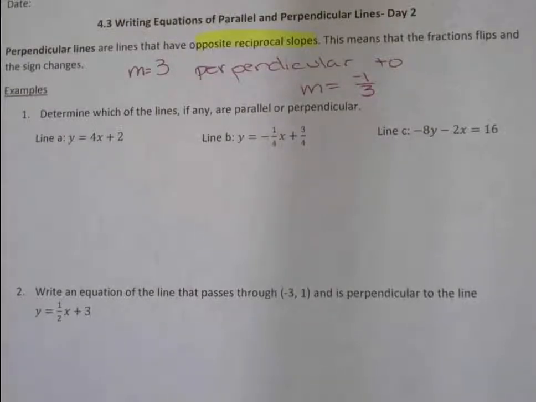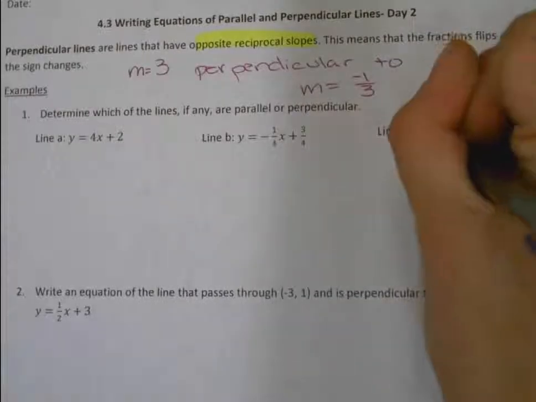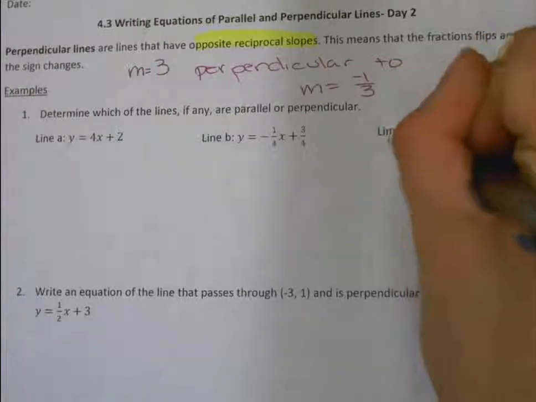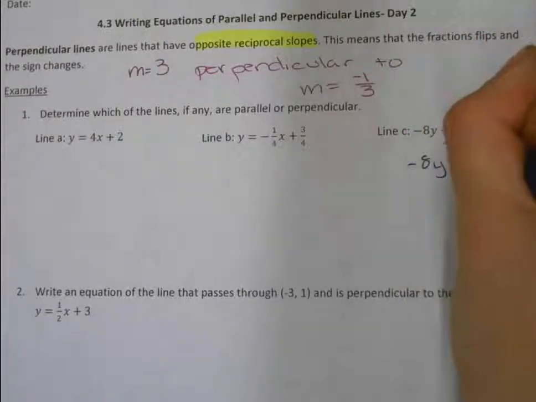So what I want to do is on A, B, and C, I want to decide if these lines are parallel, perpendicular, or nothing. So A and B are already in y equals, and C needs to be solved. So I'm going to add 2x to both sides. I get negative 8y equals 2x plus 16.